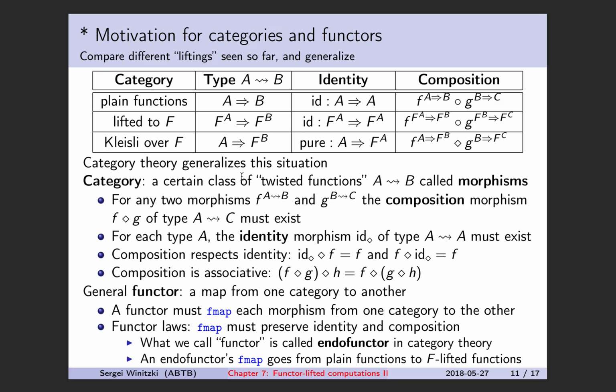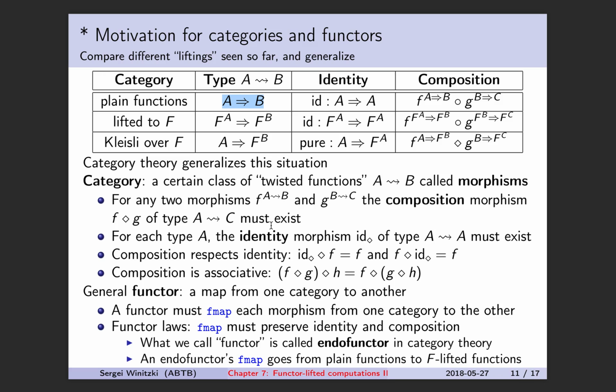So in this way, category theory generalizes what we have seen in filterables and in monads to a single formulation. And I say that endofunctor is what we used to be calling functor, which is that it is a lifting from here, from the plain functions.